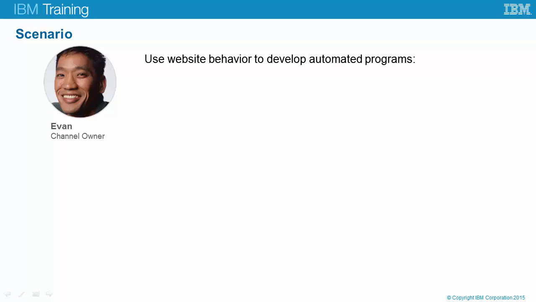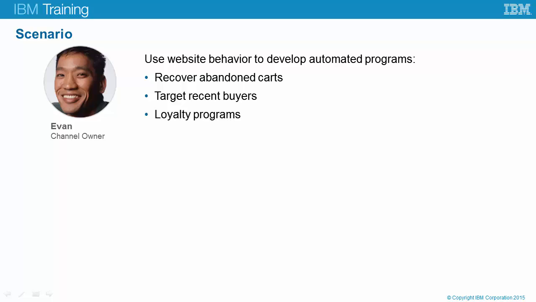After this one-time setup in UBX, Evan has the information he needs to contact and hopefully recover customers who abandoned carts. Now that he has the digital analytics website behavior information, he can easily develop automated programs to target recent buyers with add-on suggestions, loyalty program upgrades, and more.